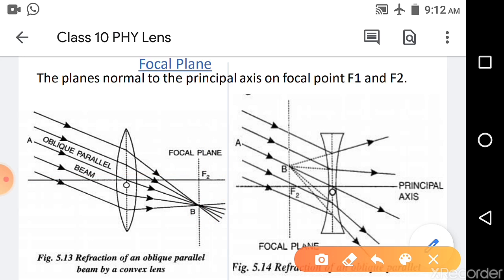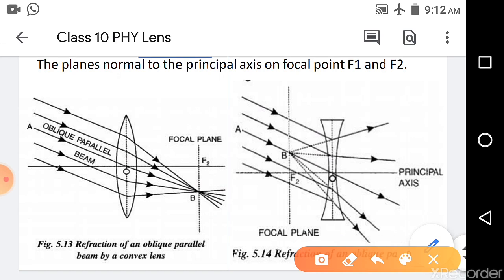Now here also, suppose that parallel light rays are incident obliquely on a concave lens. Then the light rays will diverge. This shows the divergence of light rays. All those rays appear to be coming from a common point, and that common point is definitely on the focal plane of the concave lens.